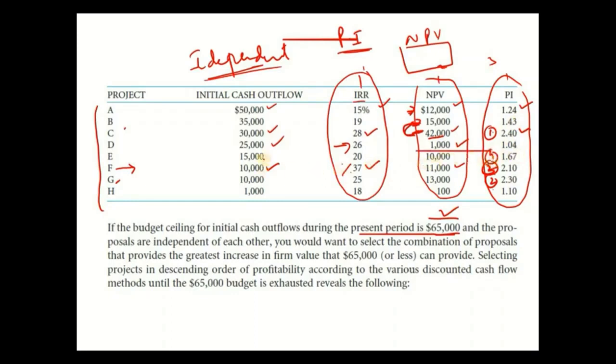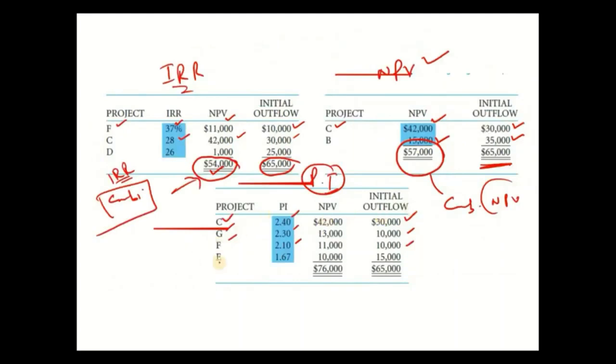1.67. Its cost is 15,000 and its NPV is 10,000. So if we select the fourth, 1.67, this is our total budget, and this is the NPV. So combination 3, based on profitability index, has the highest NPV, right? So if we choose independent projects based on PI, they will give us the highest return possible.